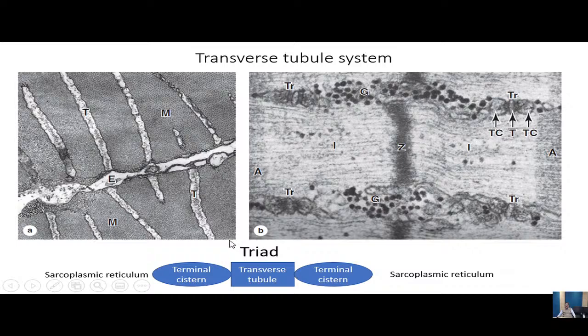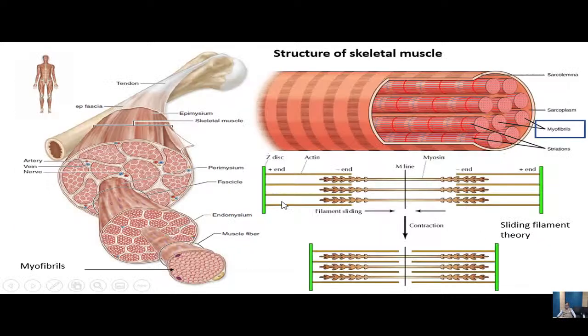When there is a depolarization of the skeletal muscle fiber, the depolarization moves into the muscle fiber through these transverse tubules, and it excites the terminal cistern from where calcium is released. Once calcium is released, this calcium activates the mechanism of contraction of the muscle fiber, as a result of which the actin moves within the myosin filaments through the sliding filament theory.